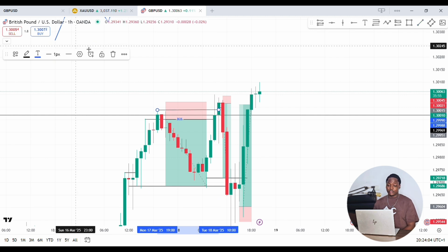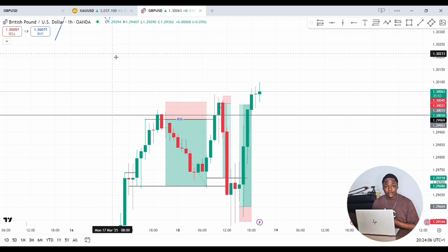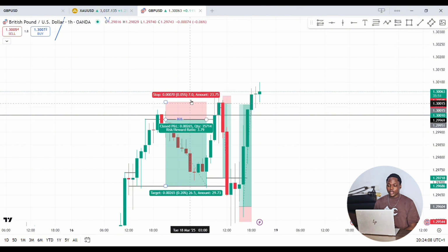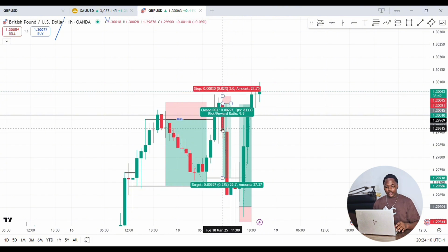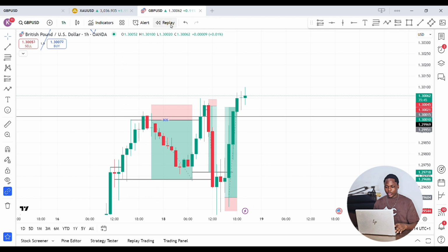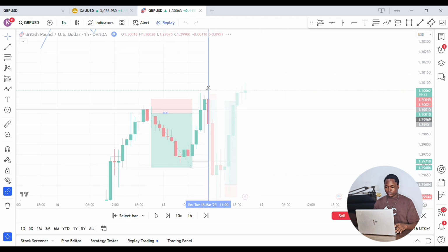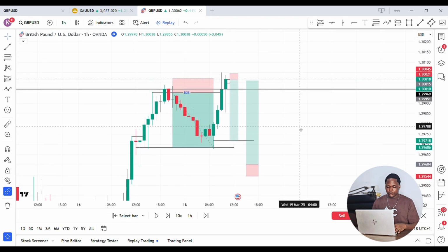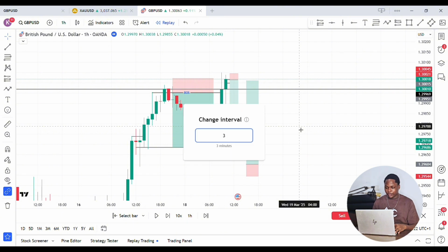The way I trade is different from every other trader out there. I'm different, right? So yeah. Now we got this break of structure. Like I said, I switched to the 3 minutes time frame. Let me do the bar replay real quick. So immediately we got that break of structure, switch to the 3 minutes time frame.